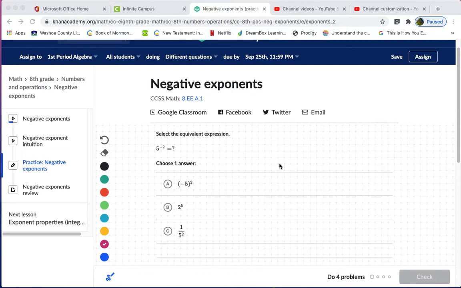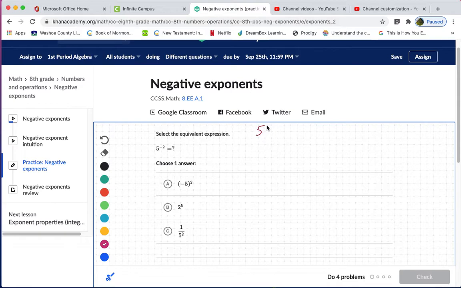Review of negative exponents. If you remember, when we had something like 5 to the second power, this is the same thing as 5 times 5, right? And then when we went 5 to the first power, that equals 5. And then 5 to the 0th power equals 5 divided by 5, right? Because that equals 1. And so this is the pattern.